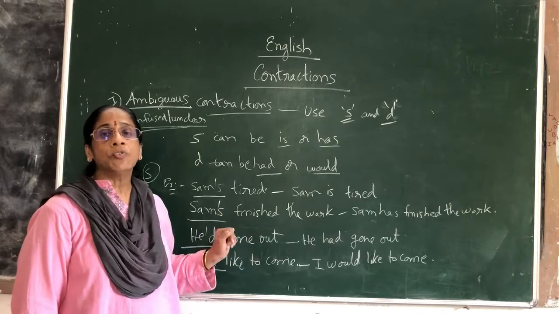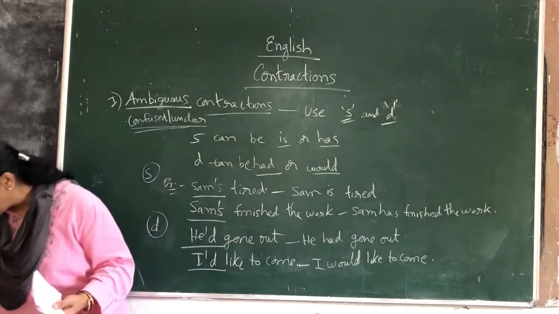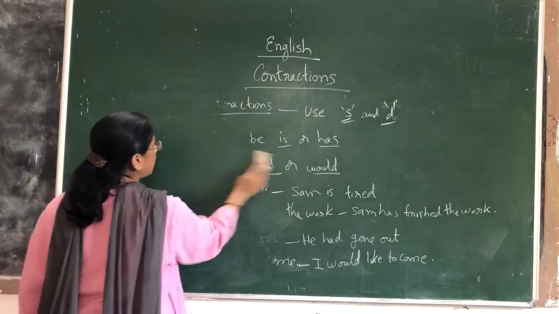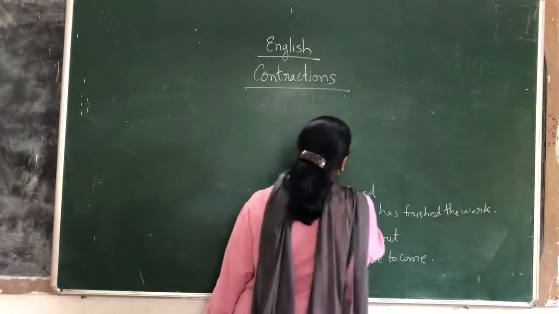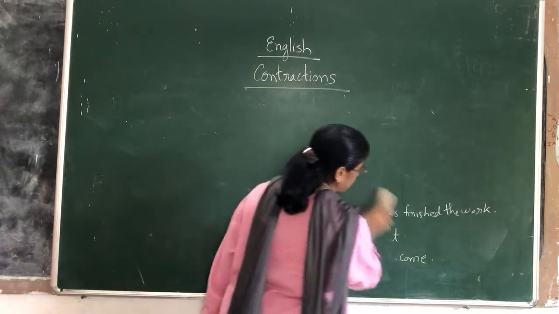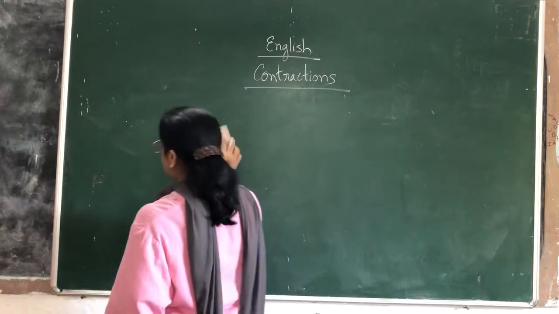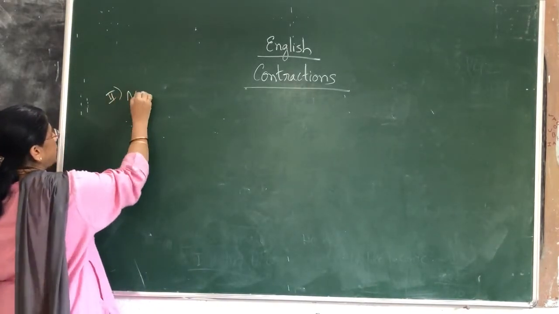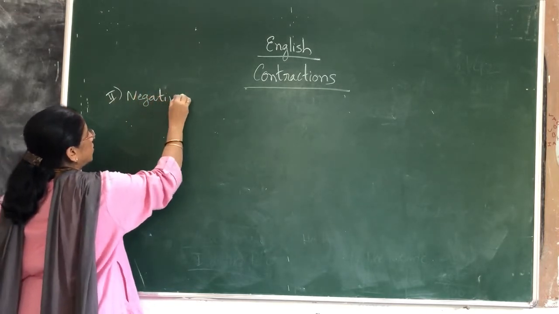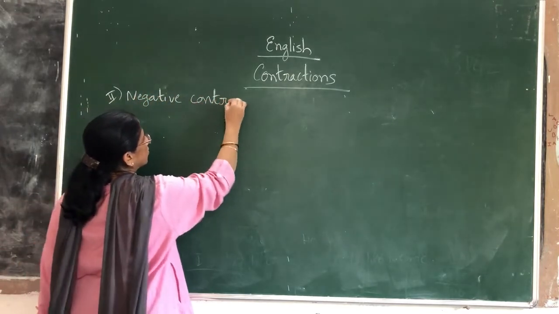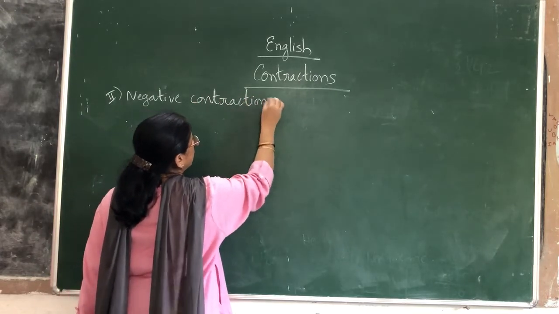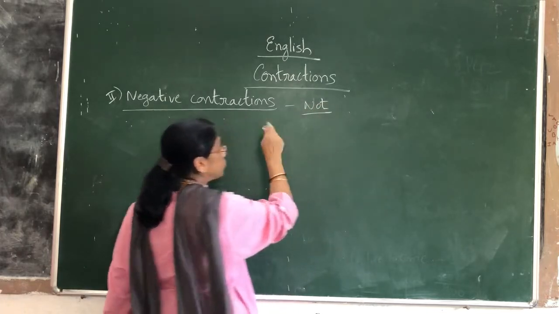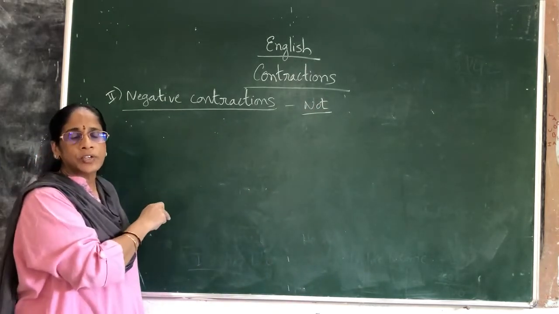Okay. Next we will go to negative contractions now. We will see negative contractions. What do you mean by negative? What is the word which indicates negative, ma? Not. So, not is the word which indicates negative. Negative contractions. So, what is the word which indicates negative? Not. So, not also can be contracted to indicate a negative.